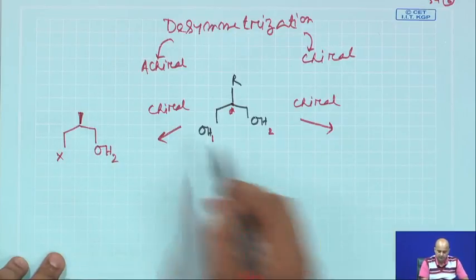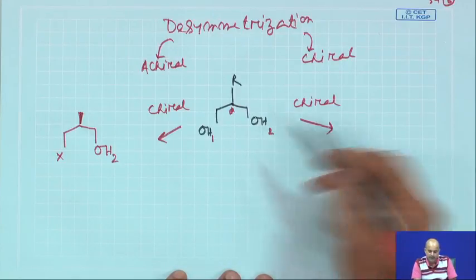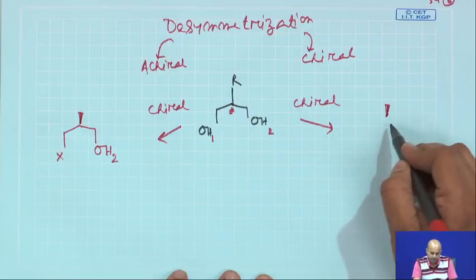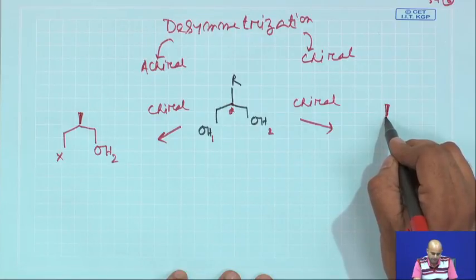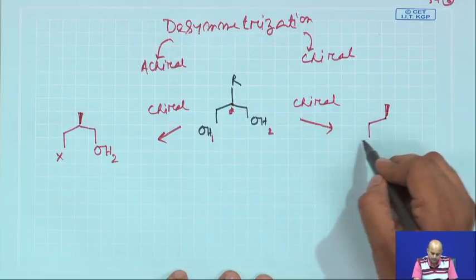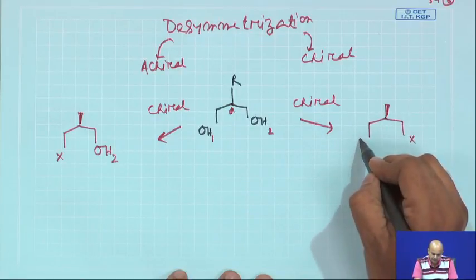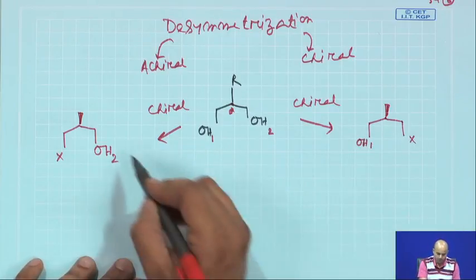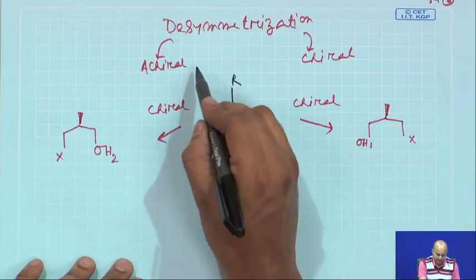So, OH1 reacts. Now, in this case I am saying OH2 reacts. If OH2 reacts, you get this X and this OH1. Now, OH1 and OH2 are both OH. Now, you try to analyze their relationship.